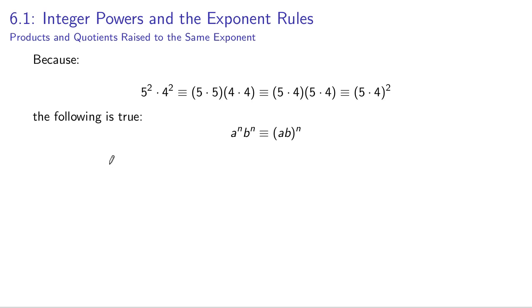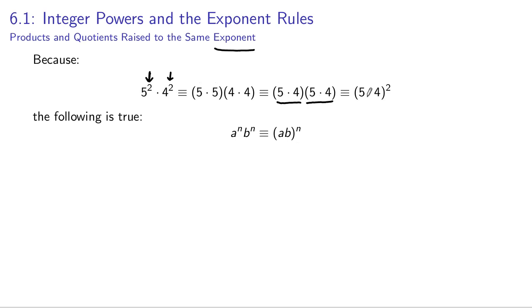So that was all rules about a common base. What if instead of the base being common, we have a common exponent? In this case, we have the exponent of 2 being common in both cases. If we think about what this means, it means repeat the multiplication by this exponent. So we'll have 5 times 5, and then that times 4 times 4. We can reorder multiplication, so we can make it 5 times 4 times 5 times 4. And this is the same as 5 times 4 squared, because we repeated this multiplication.